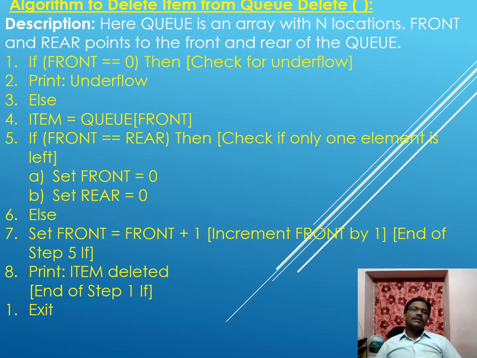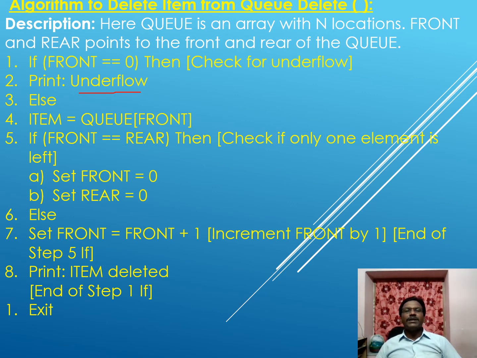And another algorithm is for the deletion operation. In this, you check whether the queue is empty or not. If the queue is empty, we cannot perform any delete operation. That's why first we check if front equals 0, it is an underflow. Underflow means the queue is empty. Else, otherwise, item equals queue[front]. It means the element at the front position is stored in item.